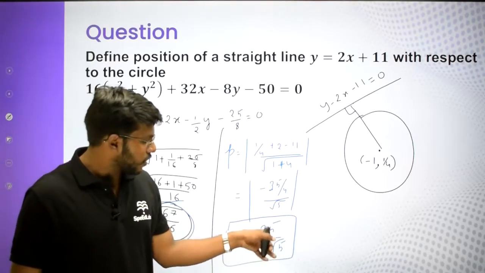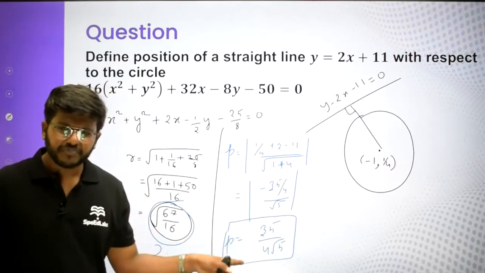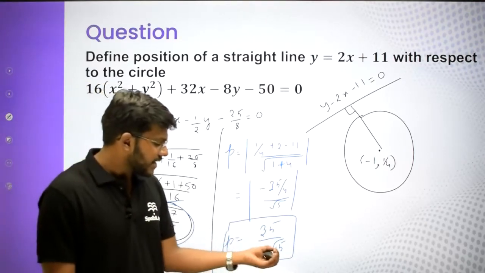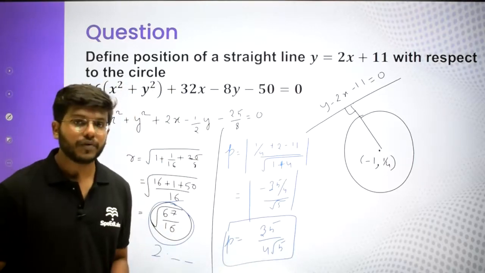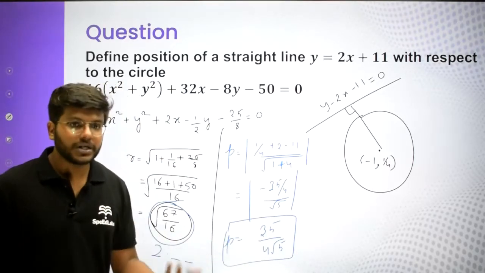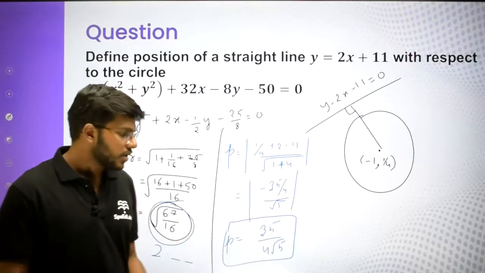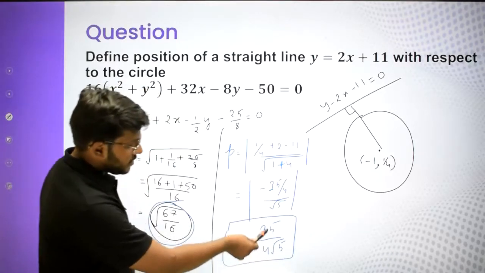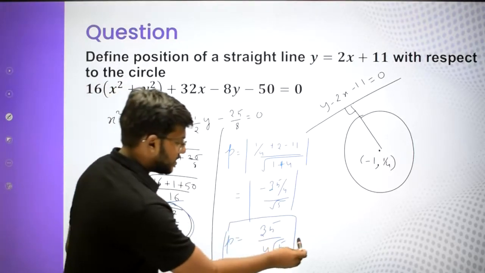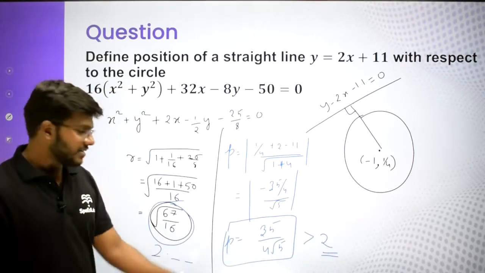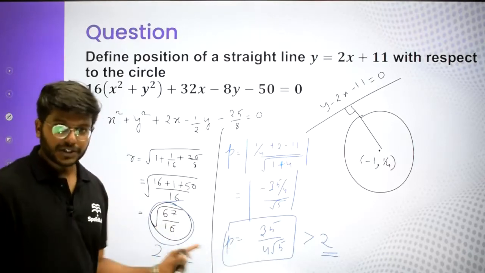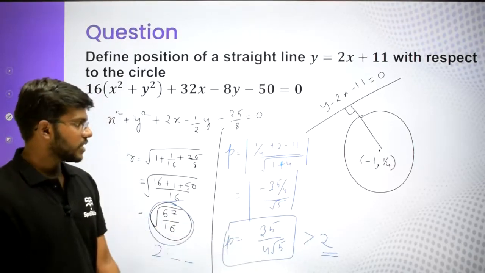So 35 upon 4 will be around 8 point something, and divided by root 5. Root 5 is 2 point something, around 2.4, so 2.5, and this will be around 9. So obviously this value is greater than 2, right? This value is greater than the radius. Okay, calculation you need to check. All right, so this value is coming greater.